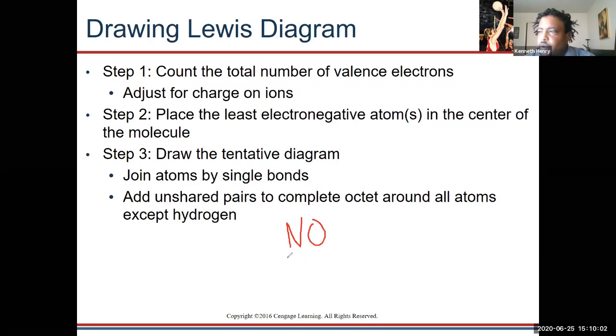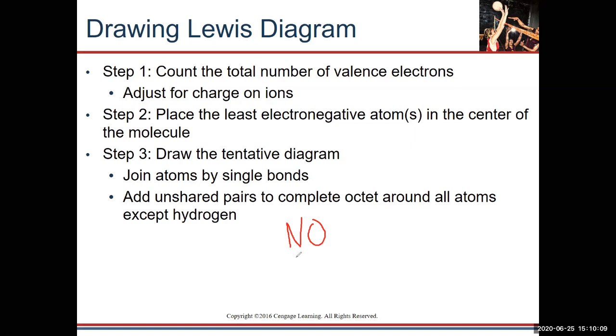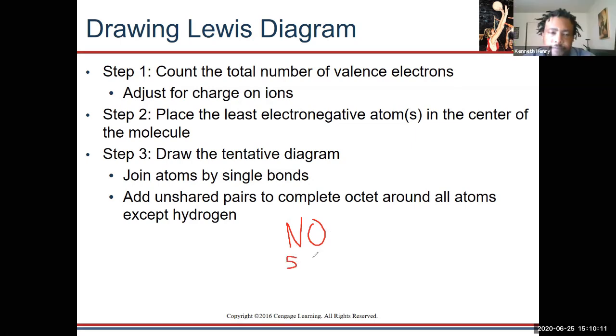So like NO, we know how many valence electrons does nitrogen have? 5. Okay, and oxygen? 6. Altogether, that adds up to how many? 11. Okay, so is 11 an odd number? Mm-hmm. Okay, so we established that 11 is an odd number. So that means that regardless of what we do, we're never going to reach our octet.